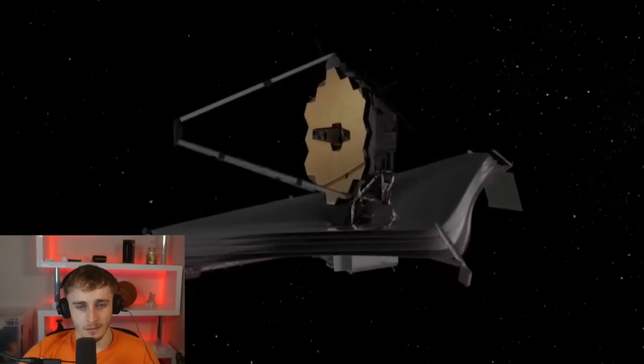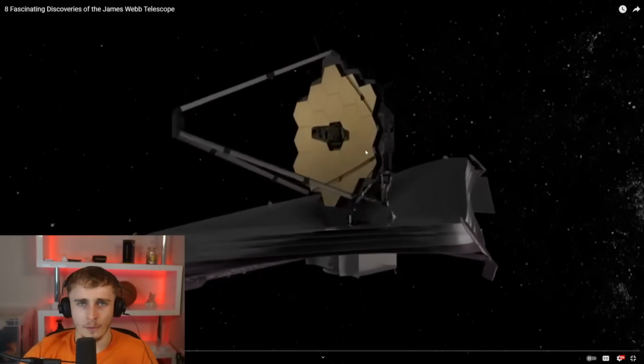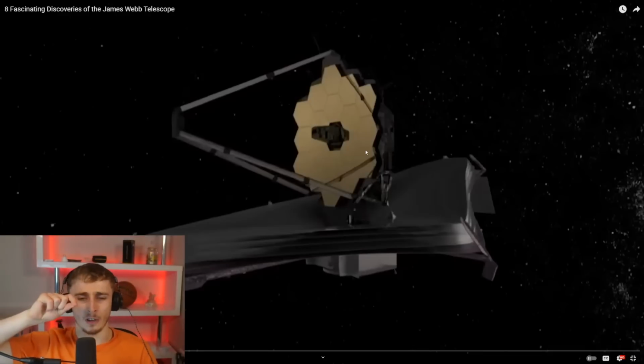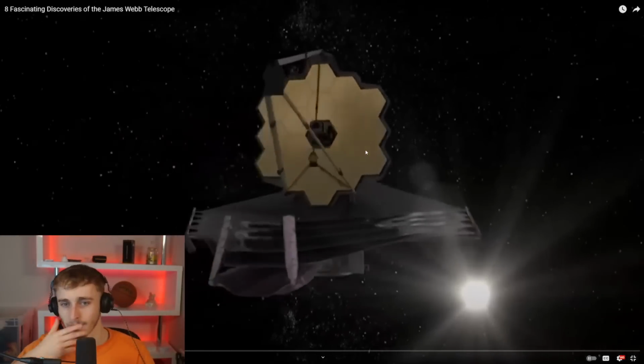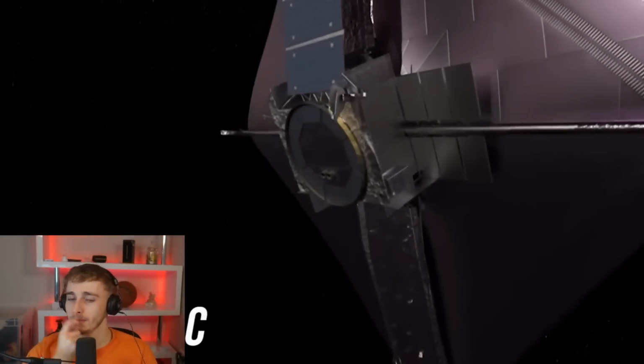During its orbit, the side facing away from the sun gets colder than Antarctica, while the other side can reach temperatures of 185 degrees Fahrenheit or 85 degrees Celsius.